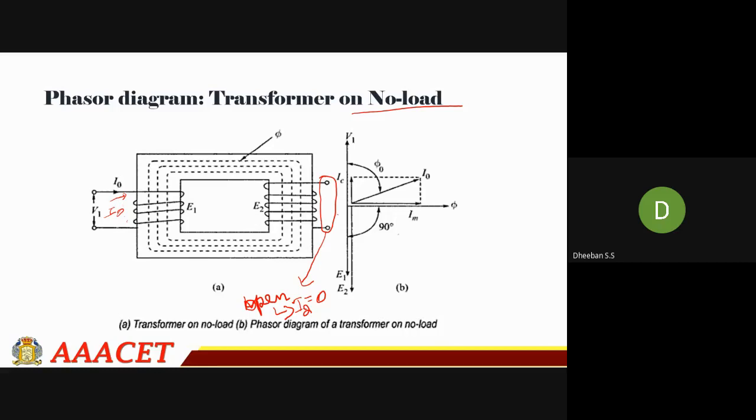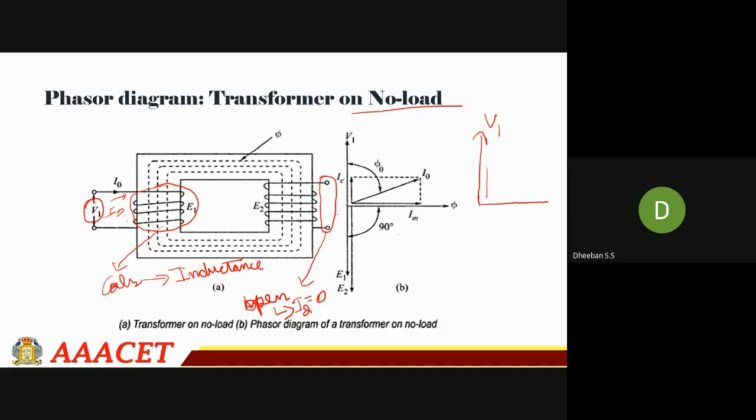Why is that? Normally a transformer consists of coils, and coils predominantly have an inductance effect. You know that for an inductive load, the current will be lagging behind the voltage. So your current I naught will be lagging behind the voltage V1. First you have to draw V1, and after that you go for I naught.